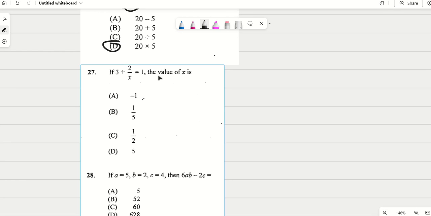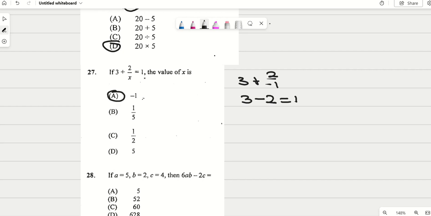Number 27, if 3 plus 2 over x is equal to 1, what is the value of x? For this one, guys, I would just use the options that they give you to see what you could get, instead of making x the subject. I would say let's try A. 3 plus 2 over negative 1. What is this? 2 divided by negative 1 is negative 2, so 3 minus 2 is equal to 1. So I know that A is my answer. B, C, and D will not work.